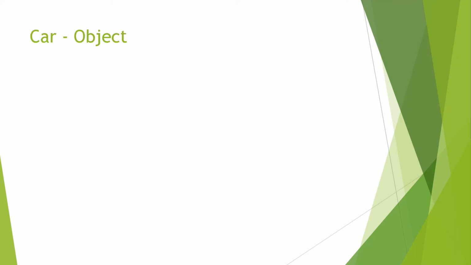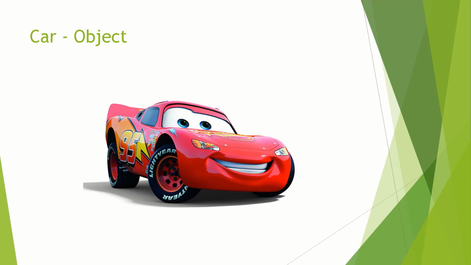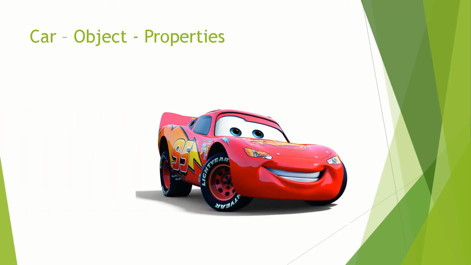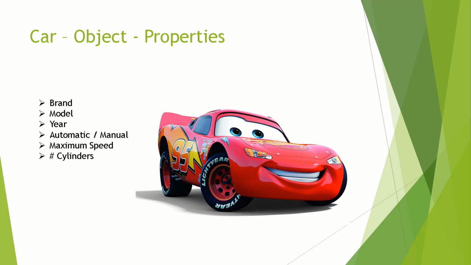Let's take an example from real life to describe a component properties, functions, and events. Let's think about a car. What are its properties? What are its functions? What are its events? A car may have the following properties: brand of the car, model of the car, year when it was manufactured, automatic or manual transmission, its maximum speed, number of cylinders it has.